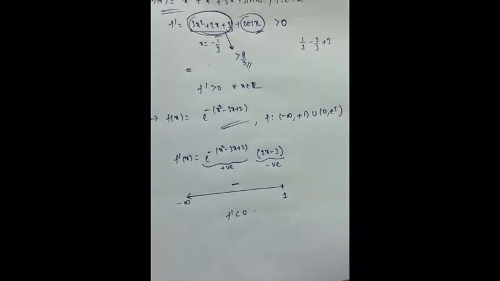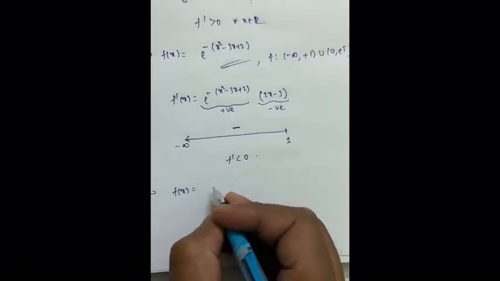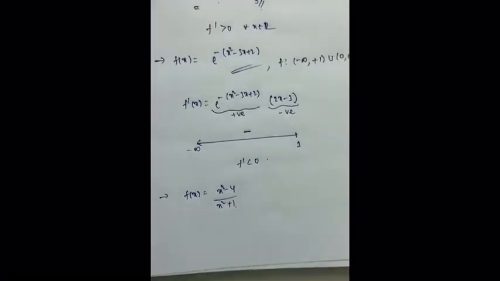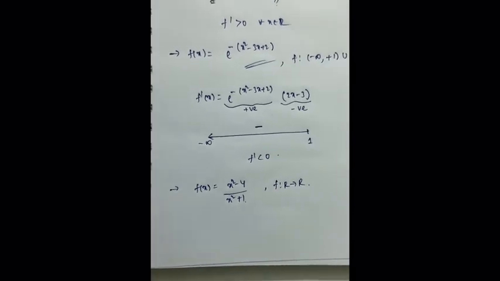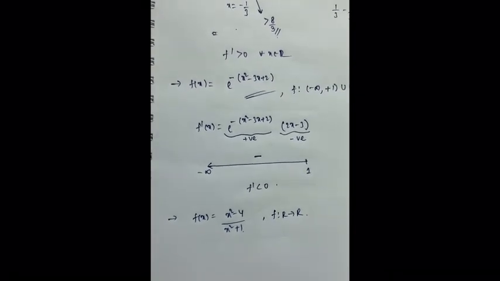Okay, let us come to another question. F of x is equal to x square minus 4 by x square plus 1. F is from R to R. Is this function 1 1 or not? Okay, I think it doesn't take much time. I can say directly this function is not 1 1.